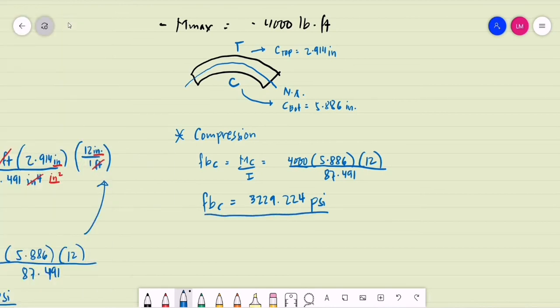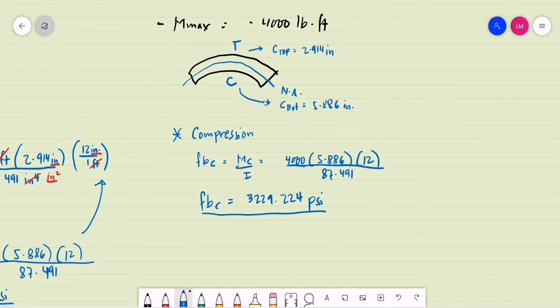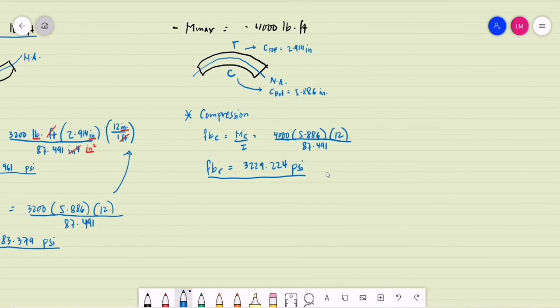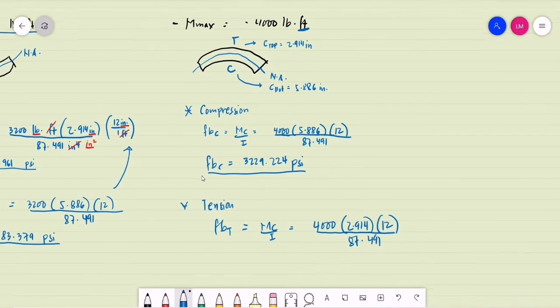So this is the bending stress in compression under that maximum negative moment. Now, if you are to consider the tension side, let's say this is the F sub B for tension, equal to MC over I. We have the same moment. I'll be using the absolute value. This is 4,000. The value of C for tension this time is 2.914. And we are multiplying by 12 inches to convert the foot in this moment, divided by the moment of inertia, 87.491.